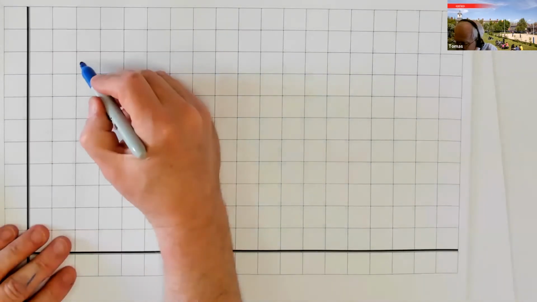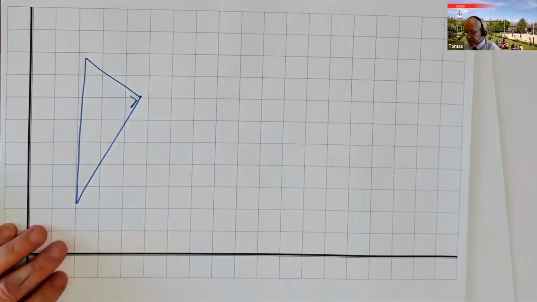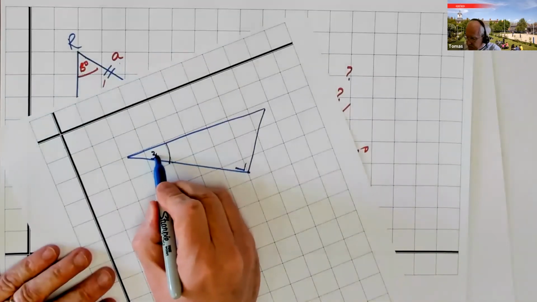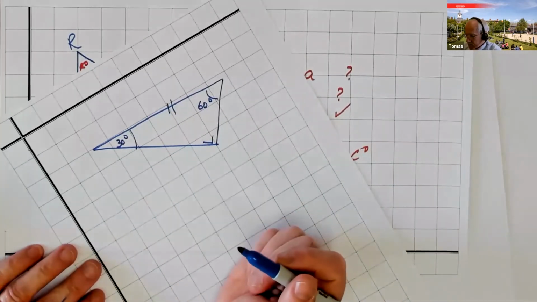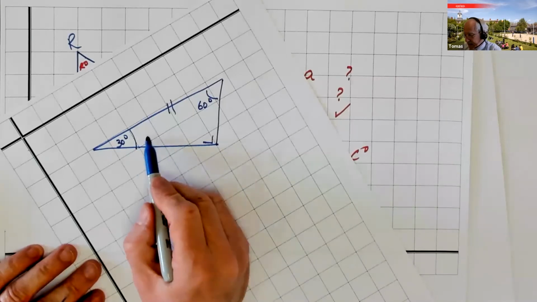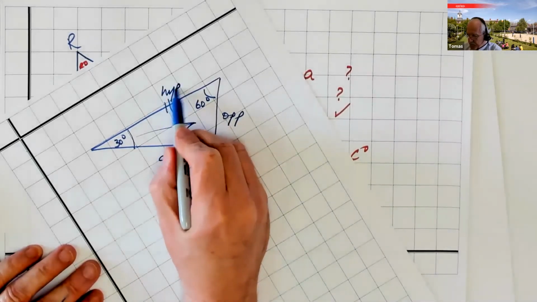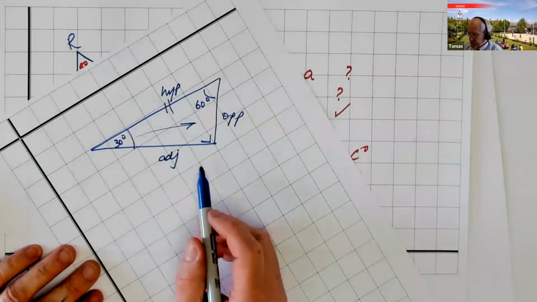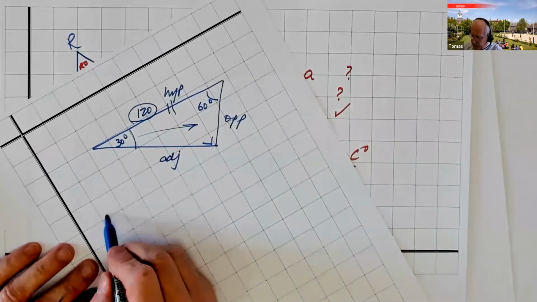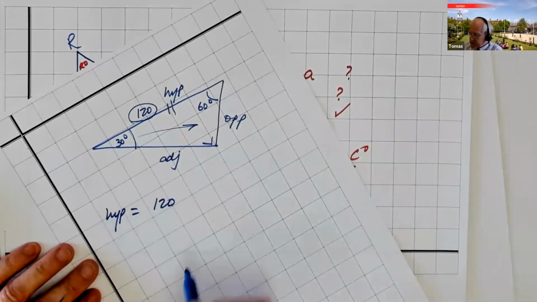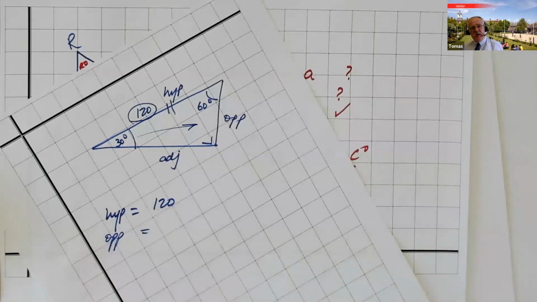Let's see if we draw it again. Let's say that's a 90 degree angle, that's 30 and that's 60, and we know this length here. Let's say we take 30 as the angle of interest and we call this opposite, this adjacent and this hypotenuse. We know this length here is 120, so we know the hypotenuse is 120. Let's say we're interested in opposite. Is there anything that has opposite and hypotenuse together?